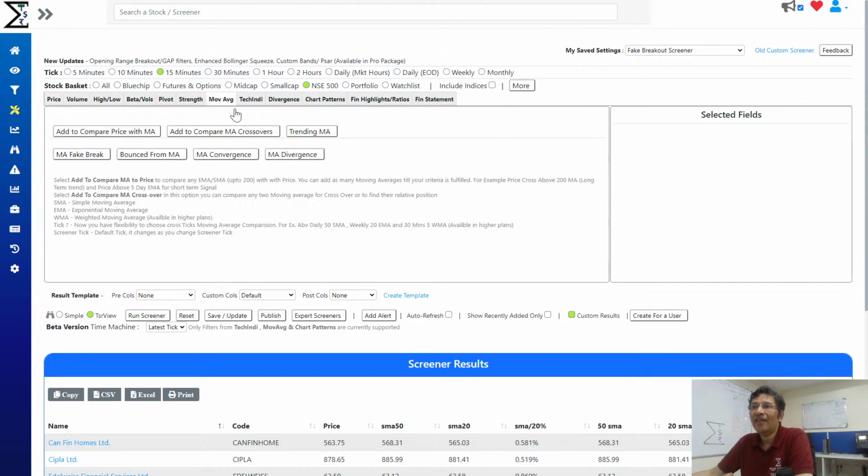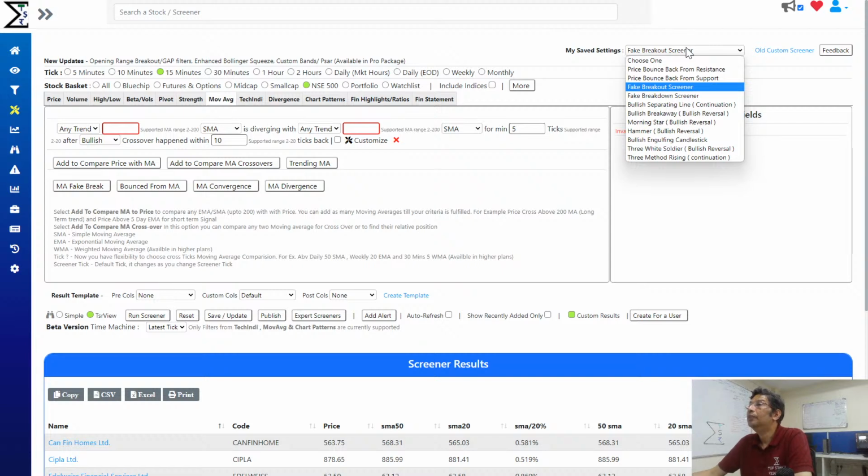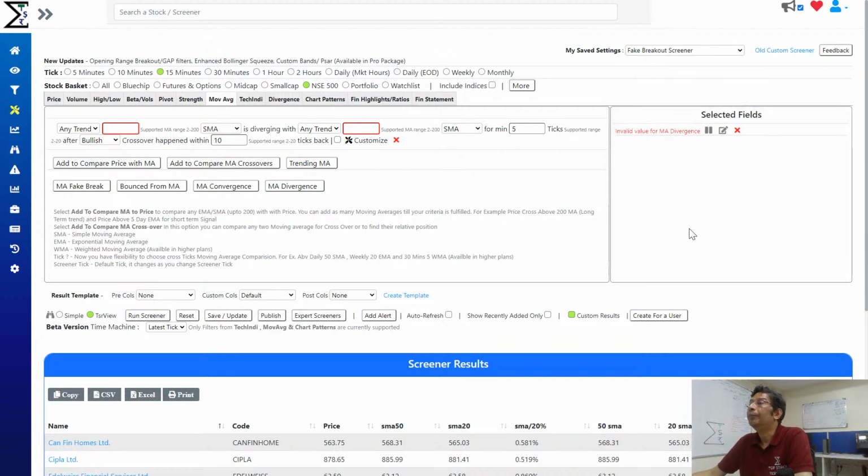So when we say moving average convergence and divergence, don't get confused with MACD. MACD name is also very similar: moving average convergence divergence. Of course, MACD uses moving averages, but this is slightly different than that. For example, do we have an example here? Which convergence, divergence? No. Okay.